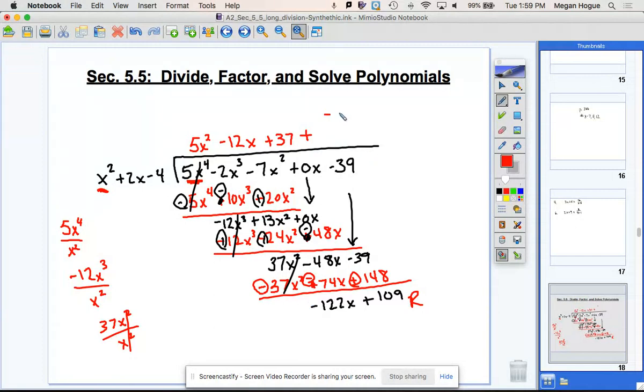What do you call the first number? This one? Yeah. This is your divisor. Okay, and your other one? This is the dividend, thank you. Oh, it's close. Yesterday our first period called it divisee too. Dividee. So negative 122x plus 109 all over x squared plus 2x minus 4.